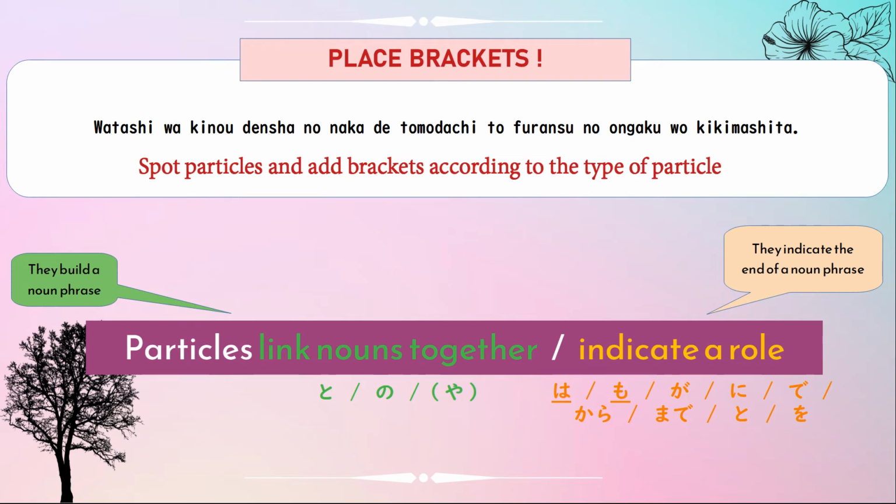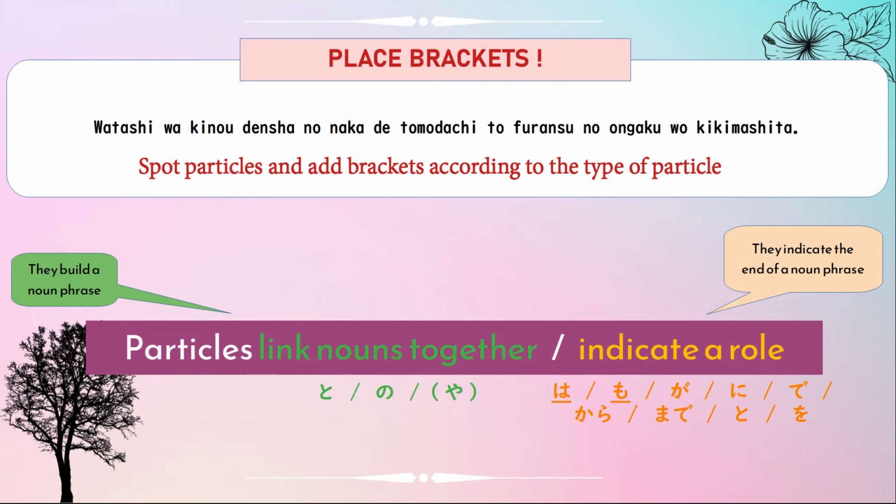The particles indicate where you have noun phrases, where they end, what their role is in the sentence. So it's very useful. But when you have a long sentence, since you're starting Japanese, you might get a bit confused. If I tell you, translate this sentence right away, it might be complicated. So add brackets, and if you add brackets, it will become clear. You will see it will be very easy to translate it. So how do you add brackets?